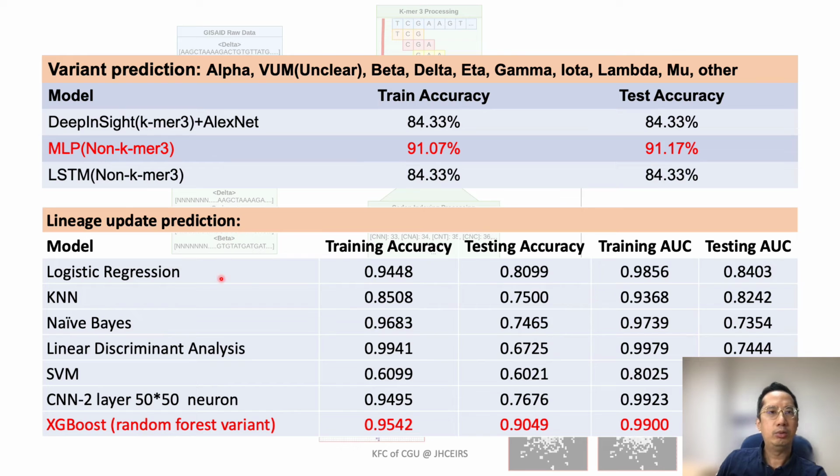So let's go back to our original plan, which is to compare different machine learning algorithms to identify lineage updates, which is our outcome in terms of the new lineage in the database. As you can see here, although it's blocked by my video, the XGBoost has the best testing AUC.